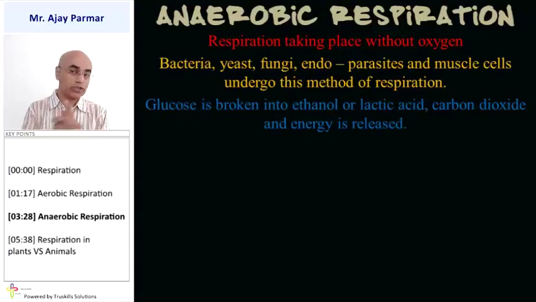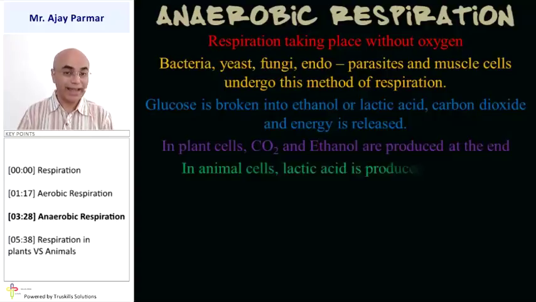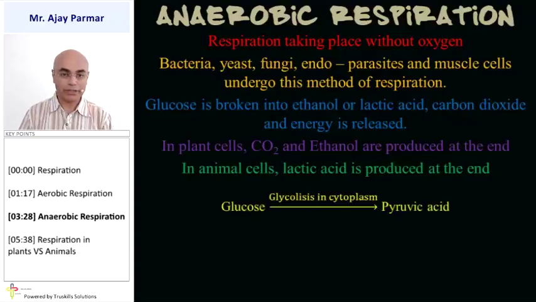Here glucose is broken down, same as in aerobic respiration also. In aerobic, carbon dioxide and water vapor were produced. But in anaerobic, either ethanol or lactic acid, and carbon dioxide and energy are generated. If it is a plant cell, ethanol and carbon dioxide are generated. And if it is an animal cell, lactic acid would be produced at the end of anaerobic respiration. The first stage remains almost the same, that is glucose is converted into pyruvic acid. That is glycolysis taking place in the cytoplasm.